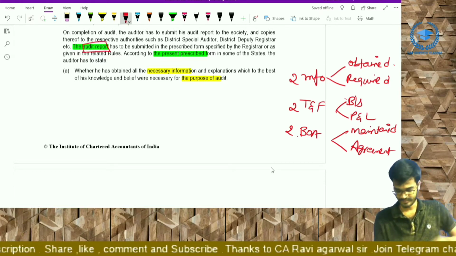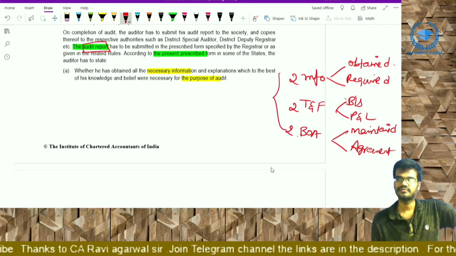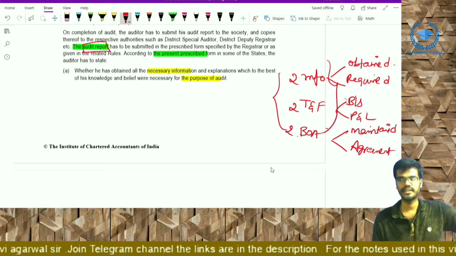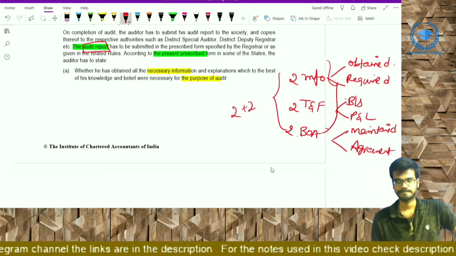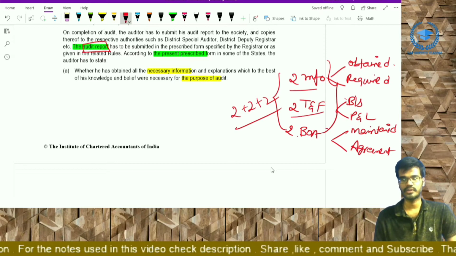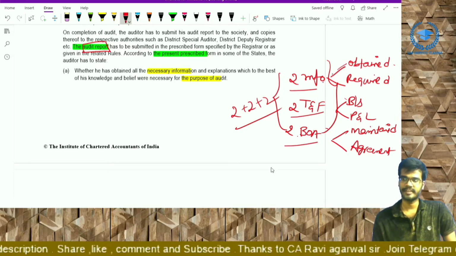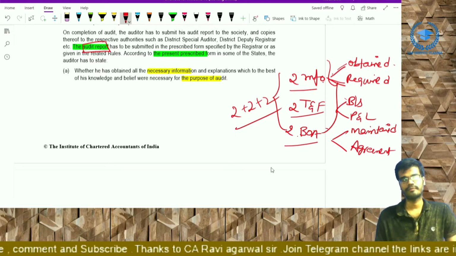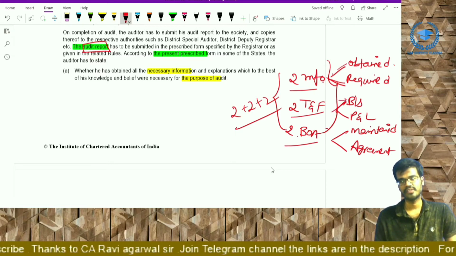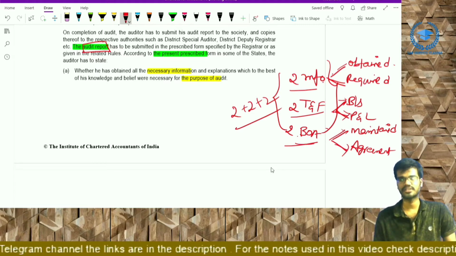See, basically the report format has been given in some of the state acts as follows. We can remember this report by the following 2 plus 2 plus 2 formula. Right? What is this 2 plus 2 plus 2 formula? 2 info, 2 true and fair view, 2 books of accounts. 2 info means information obtained, information required. 2 true and fair view means true and fair view of balance sheet, true and fair view of profit and loss account. 2 books of account means books of account maintained, books of accounts in agreement.